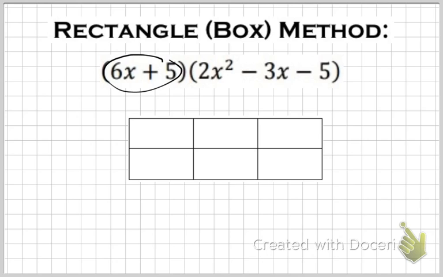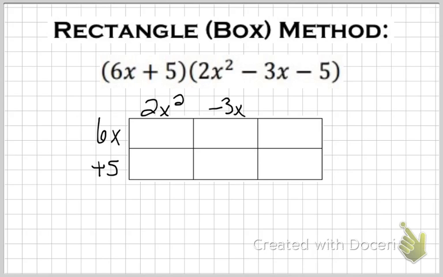So we have a binomial times a trinomial. So that means 2 rows with 3 columns. So that means 6x would go here plus 5. 2x squared goes here minus 3x minus 5. And just like we did with the binomial times a binomial, in order for us to fill these in, we're simply multiplying according to the box that we're trying to fill in. So if I was trying to fill in these two boxes, then I would multiply those two terms. And you understand, so on and so forth.